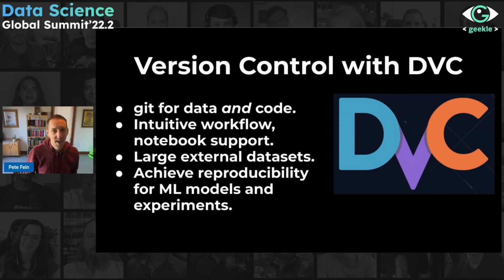And so in the data space, this is challenging because, particularly in model building, the line between code and data is not as clear as it is in other spaces, right? Your output artifact is a scikit-learn model, and the inputs are not just the source code used to produce it, but also the training data. And so DVC is like Git for data plus code.